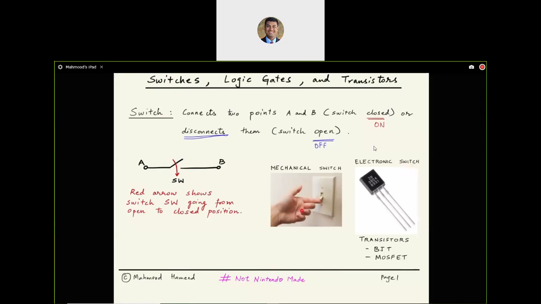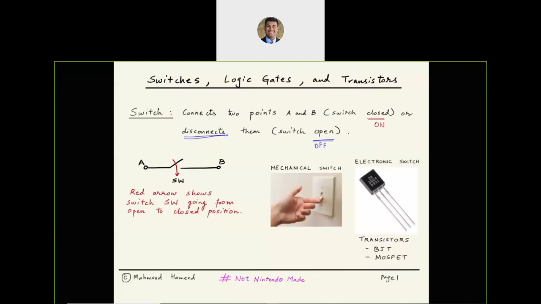So instead of somebody standing there and turning it on and off, which could be very, very slow, now we can do that switching very, very fast by using a high frequency control signal to control the base of the transistor.